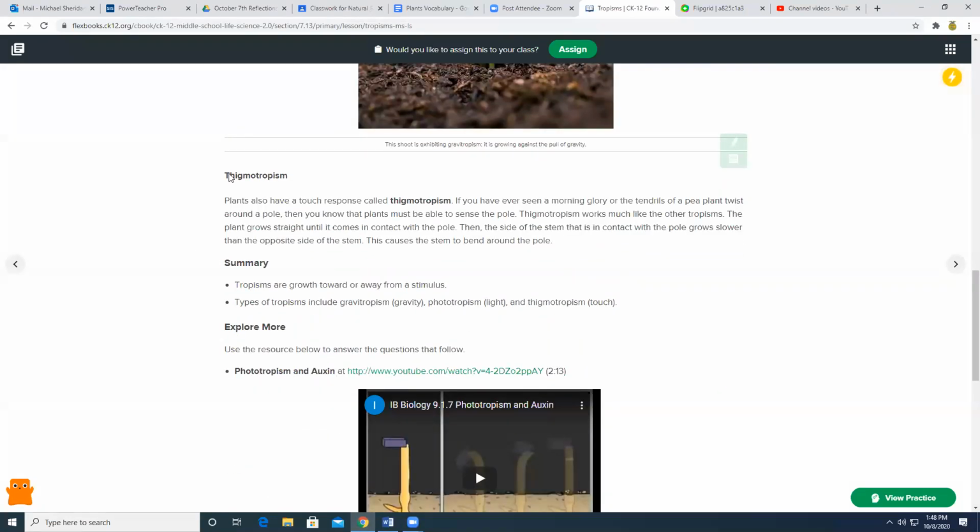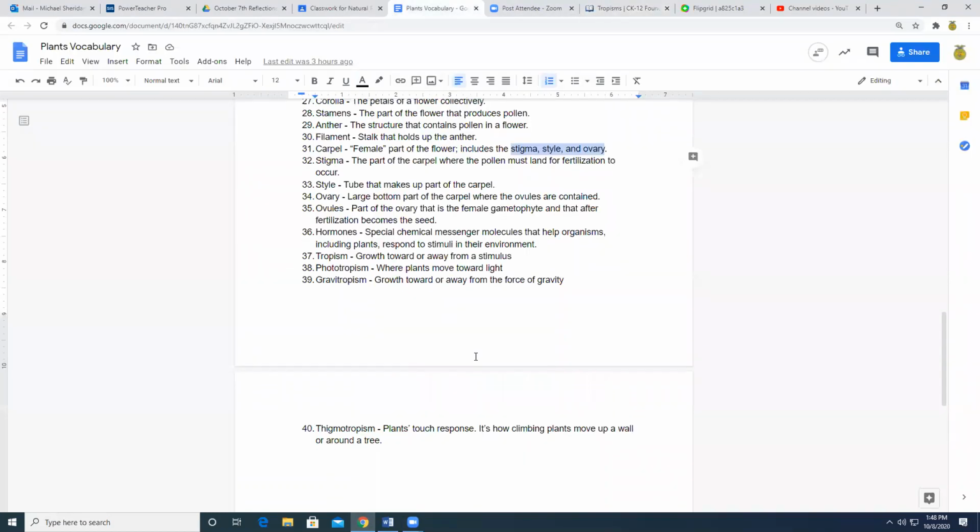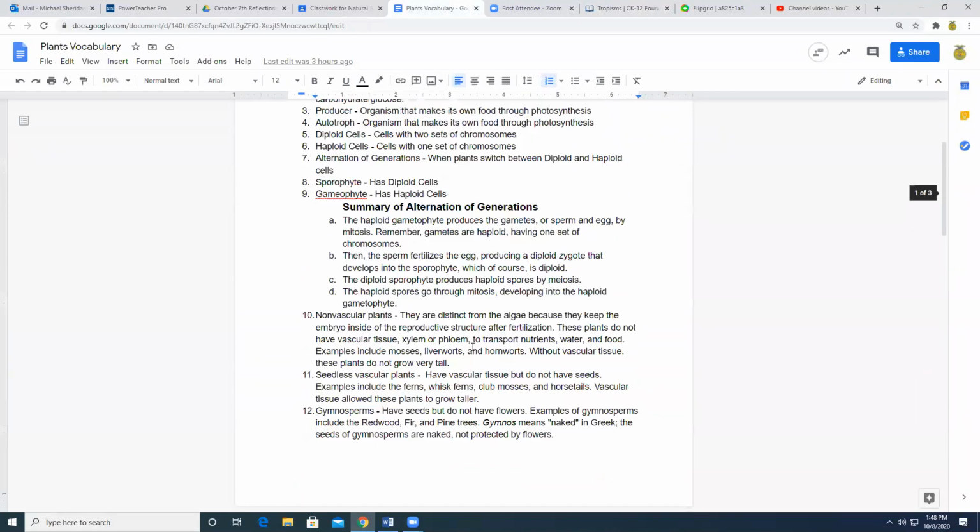And this is a really cool one too, thigmotropism, which is where, when you see poison ivy growing up around trees, or sweet peas that can climb up a wall, or creeping, what do they call it? All the creeping type plants or peas and that sort of stuff that can climb up walls, all because of thigmotropism. So we should have been able to get all the way through your vocabulary. There are 40 words in there.